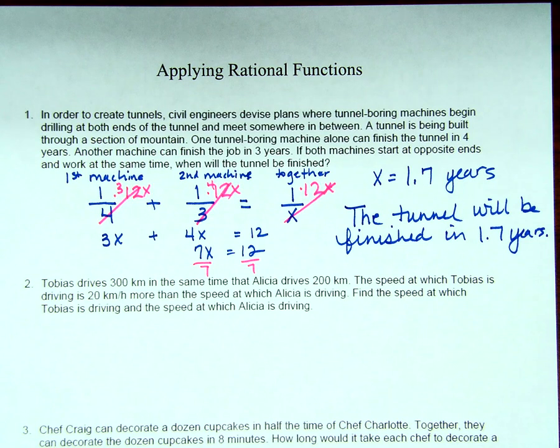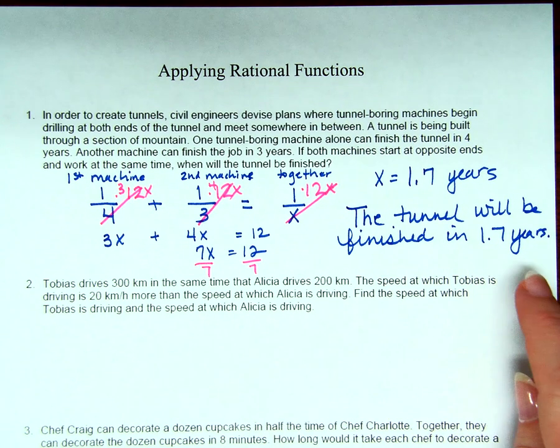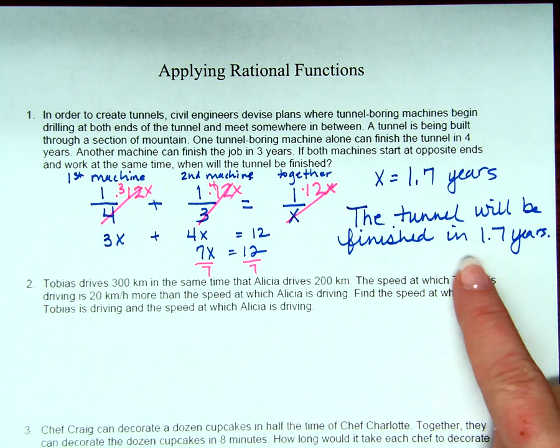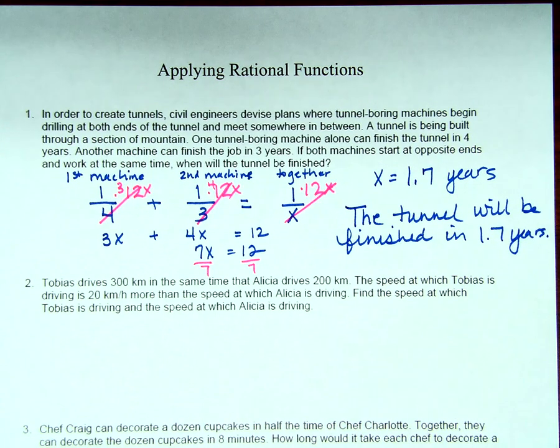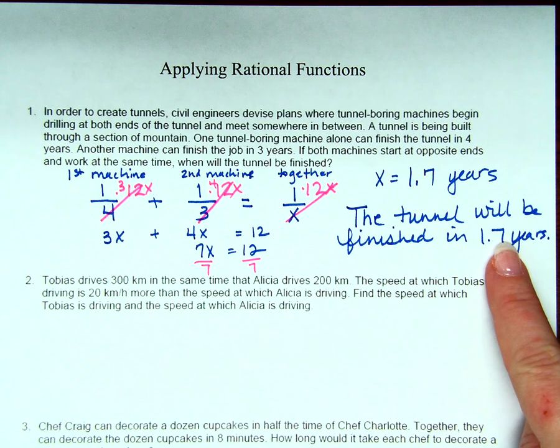Now, please don't be that person. You know who I'm talking about? I'm talking about that person who says 1 year and 7 months. Please don't be that person. What if this was 1.5? Could I put 1 year, 6 months? Yeah, because half of a year is 6 months, right? If it says 1.7, please remember that doesn't mean one year and 7 months.